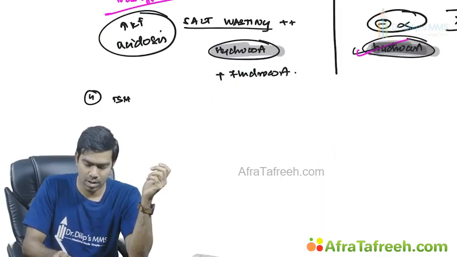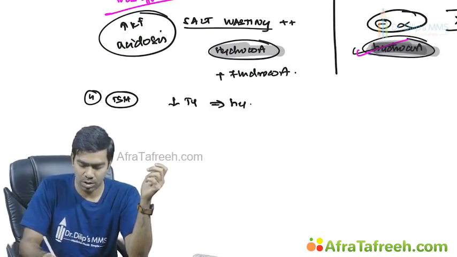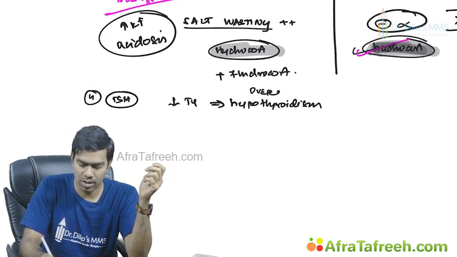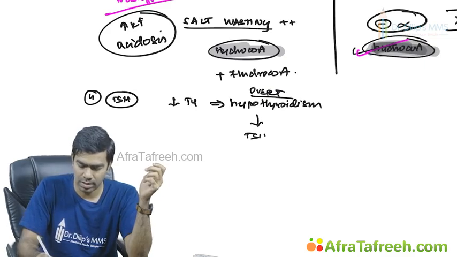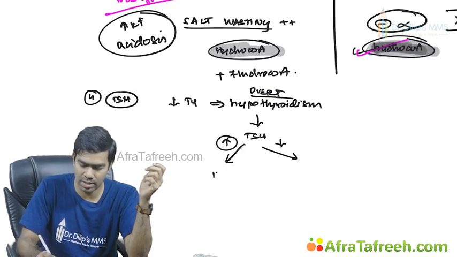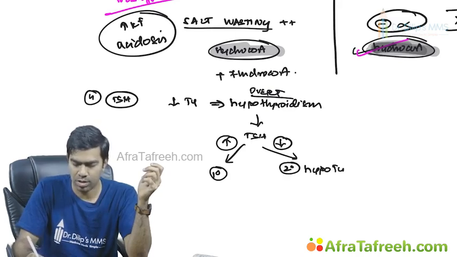And fourth, TSH. Very simple. Obviously, whenever you have a low T4, it confirms it's hypothyroidism. Clear? It's an overt hypothyroidism. All right. So now you see the TSH levels, whether it is increased or whether it is low. If it is increased, it tells you it's a primary hypothyroidism. If it is low, it tells you it's a secondary hypothyroidism.